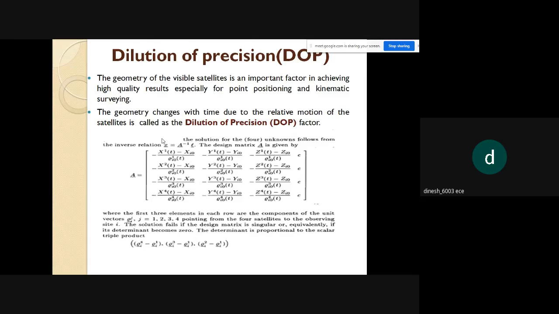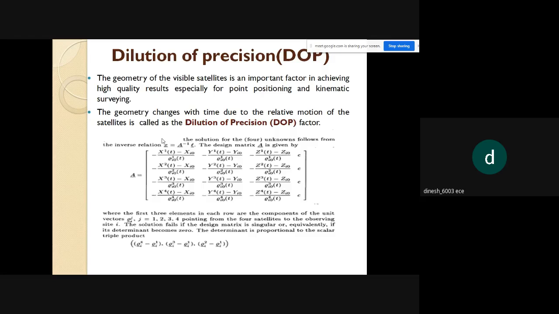In the sense that the satellite is always in rotation along the Earth's surface. So due to this, the positioning of the satellite will vary. Latitude, longitude, and altitude may also vary. So those changes have to be determined: how much the DOP is. So that is what the geometry is. What is the DOP factor? Dilution of precision.